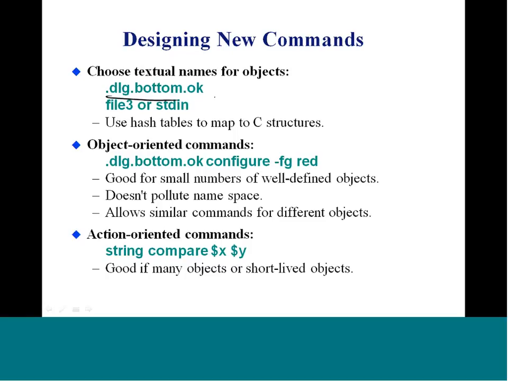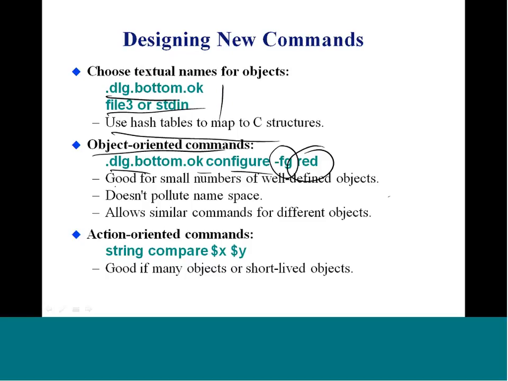For example, .dialog.bottom.okay, file3, or stdin. So really, objects can be named in the textual context. If this is the case, then we have to use hash tables to map to the C structures. The other option is that we can also try to use object-oriented commands. For example, we can say dialog.bottom.okay configure -foreground red.